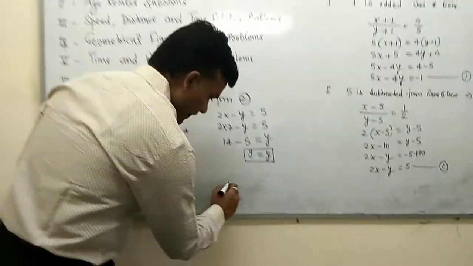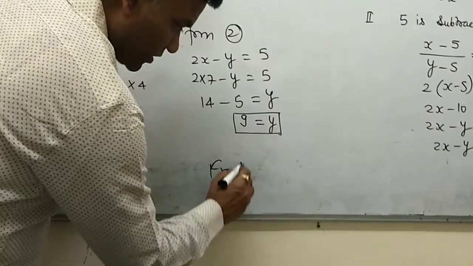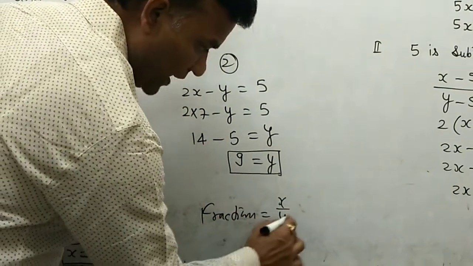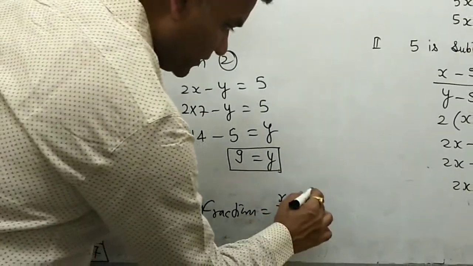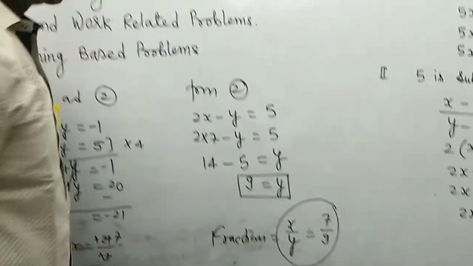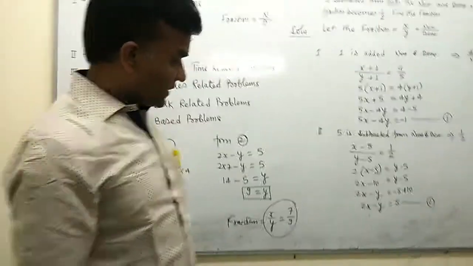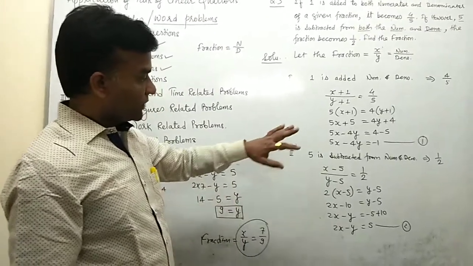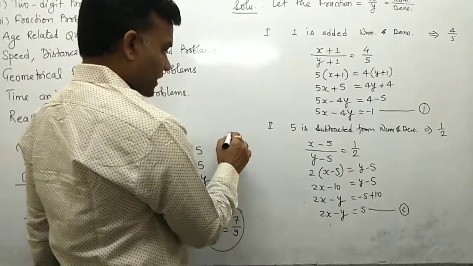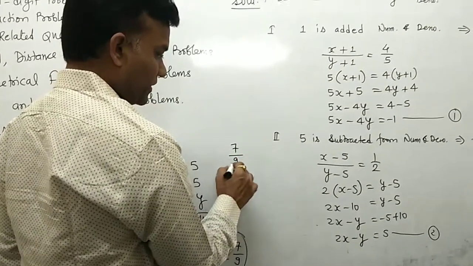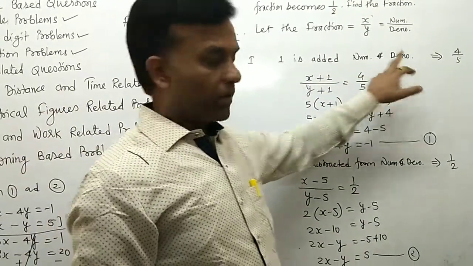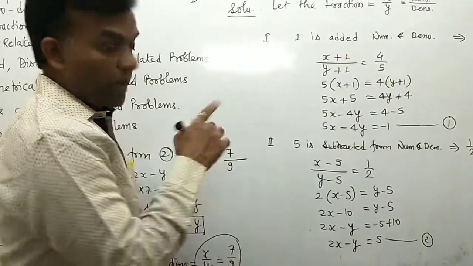So now your fraction, we call it the condition fraction because you are finding the fraction. So x by y, and x is 7, so 7 by 9. Okay, so your answer is 7 by 9. And now you check your answer, right or wrong. So we check the first condition here. Now you have 7 by 9. Okay, so the first question is: if you add 1 to the numerator and denominator, then your fraction becomes 4 by 5. So does it make 4 by 5 or not?